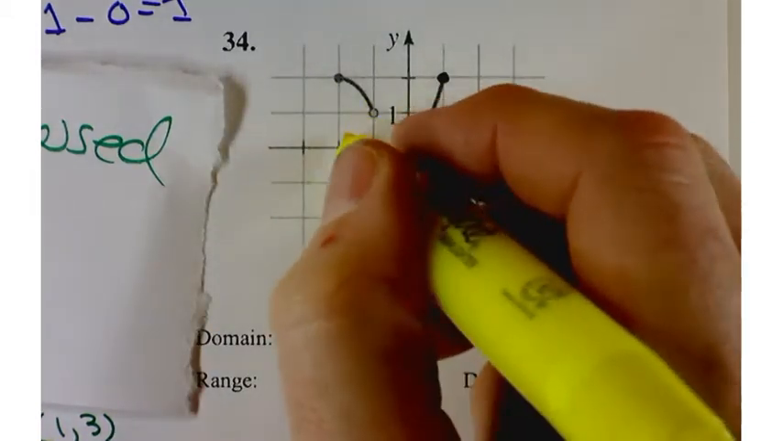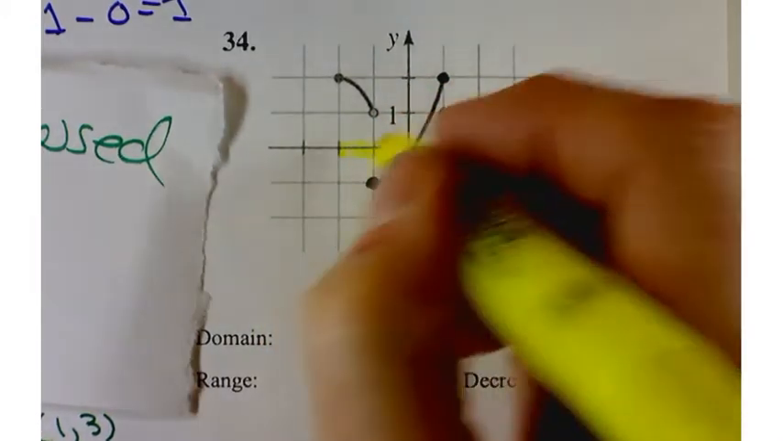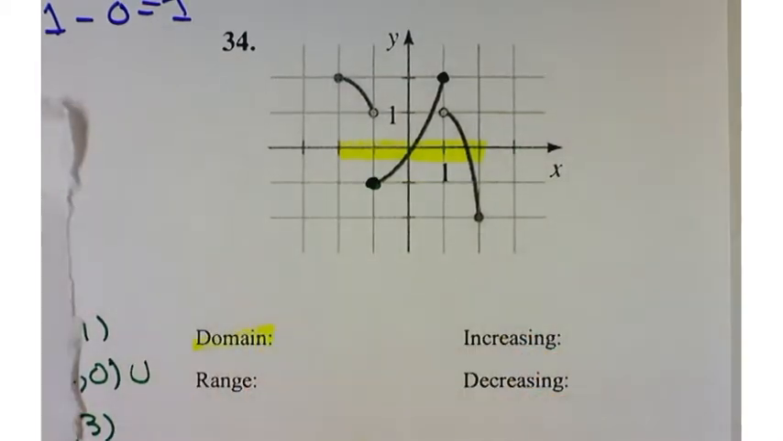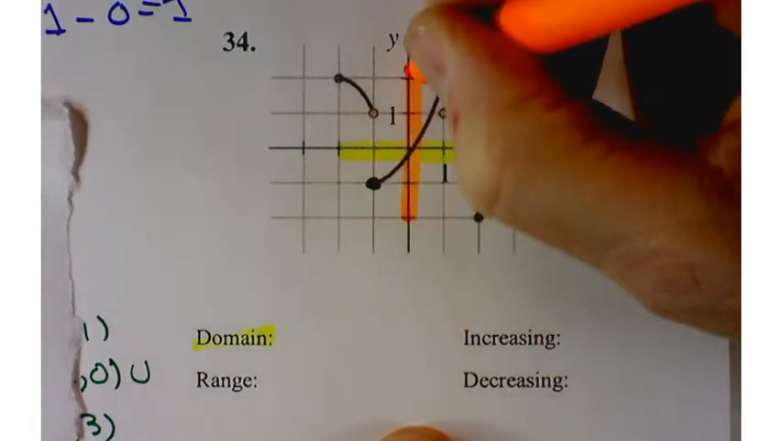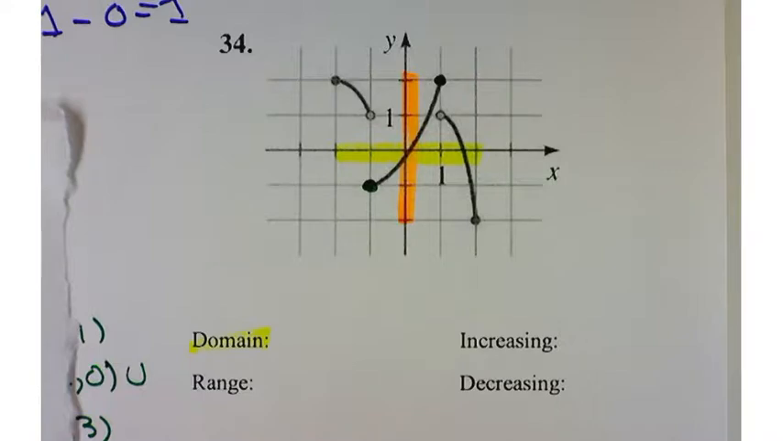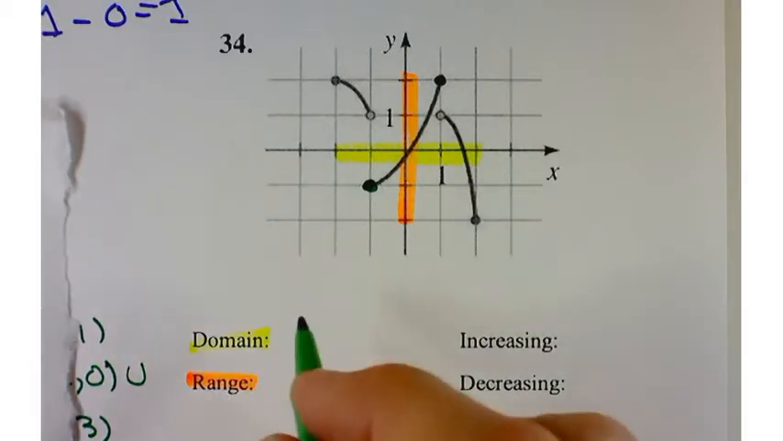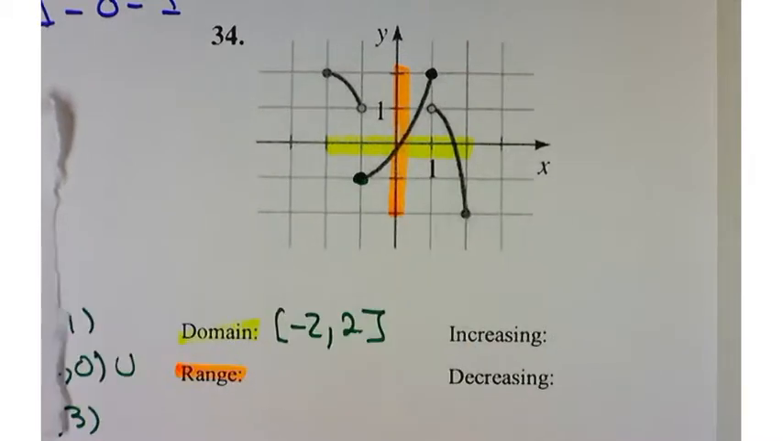The domain should stretch from here to here. So that should be your domain. And then likewise, your range is going to stretch from down here up to here. So George, what did you get for the domain then, please? Perfect. -2 to 2 in brackets.